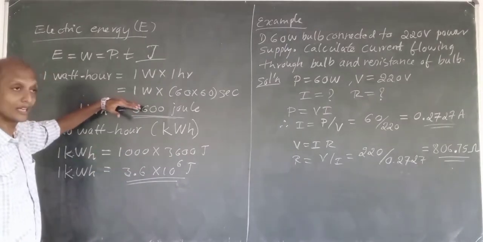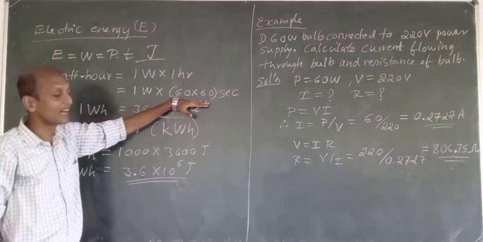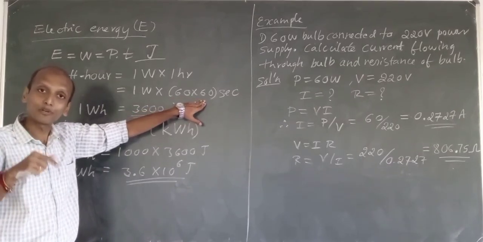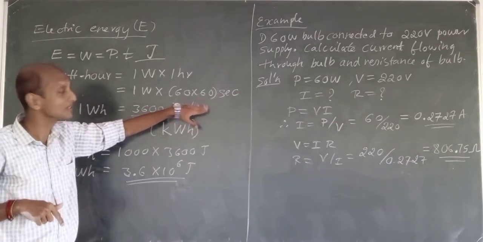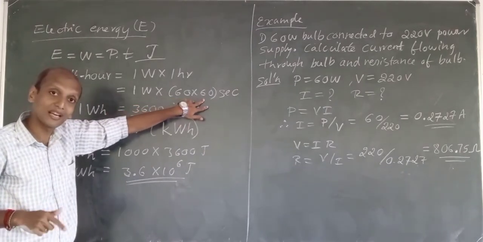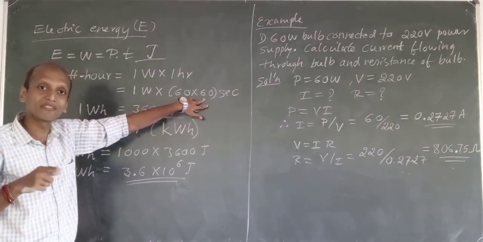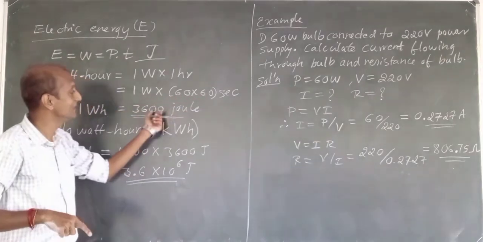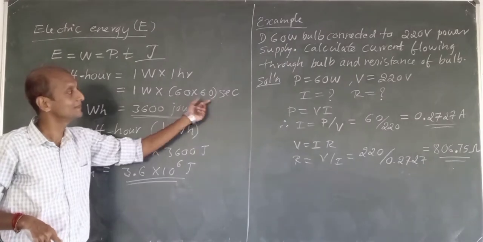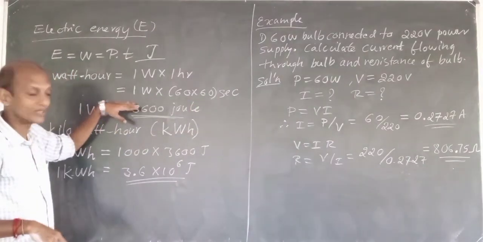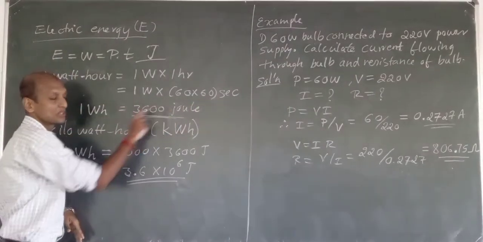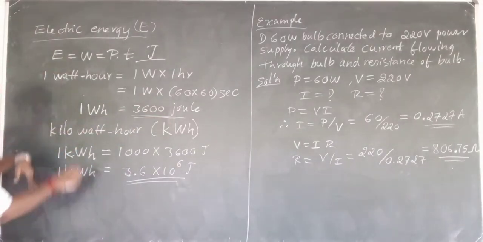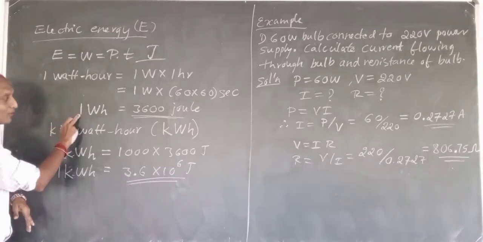So 1 watt into 1 hour is equal to what? 1 hour is 60 minutes. 1 minute is equal to what again? 60 seconds. So each of the 60 minutes will have 60 seconds. So 60 into 60 seconds leads to 3600 seconds. So that into 1 is equal to 3600 joules. 3600 joules is equal to 1 watt hour.